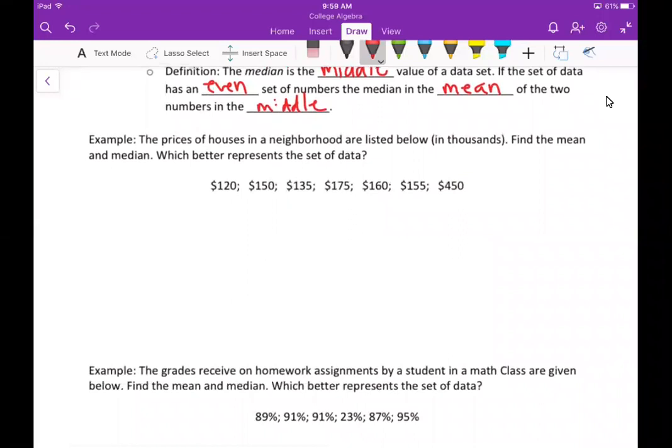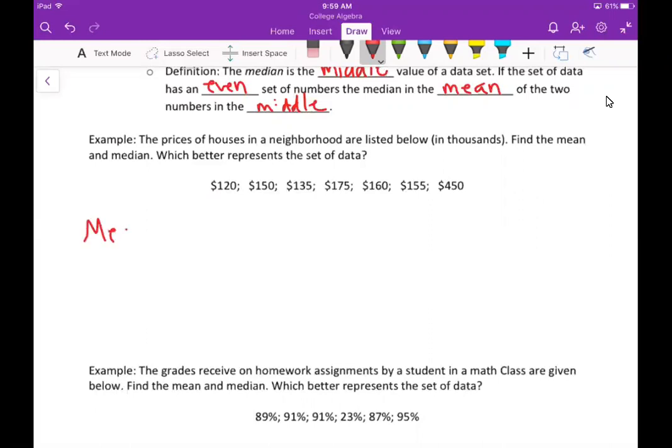So our first example here looks at the prices of houses in a neighborhood in thousands. So when you see 120, that house cost $120,000. And we want to find both the mean and the median, and then think about which one of those is actually going to better represent the set of data as far as a measure of center.